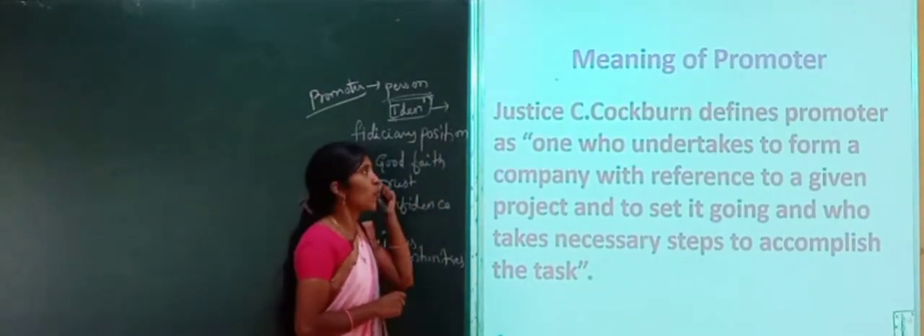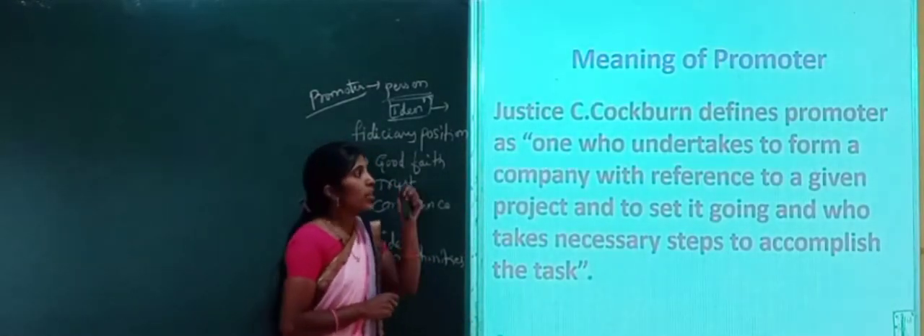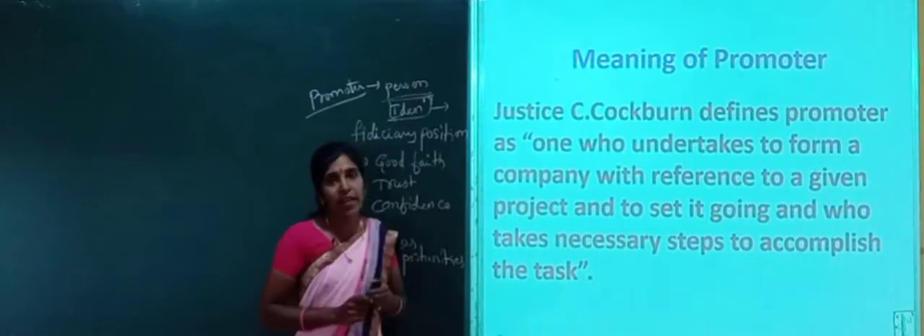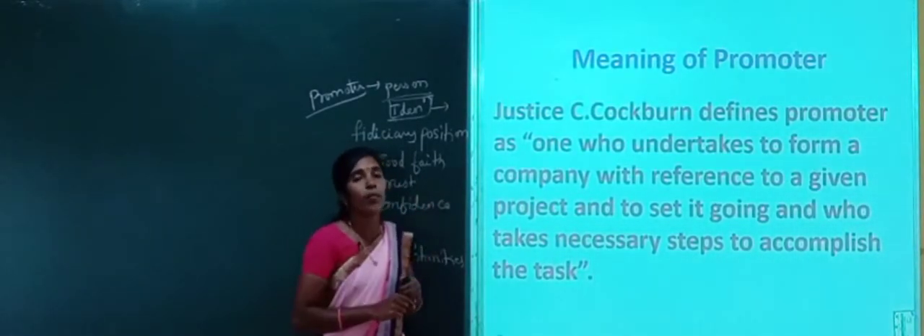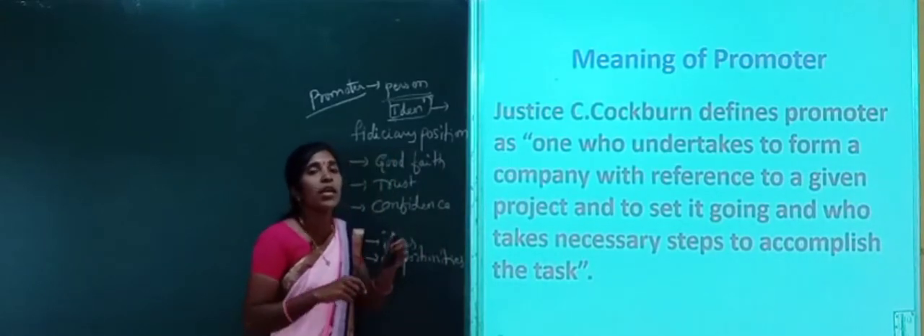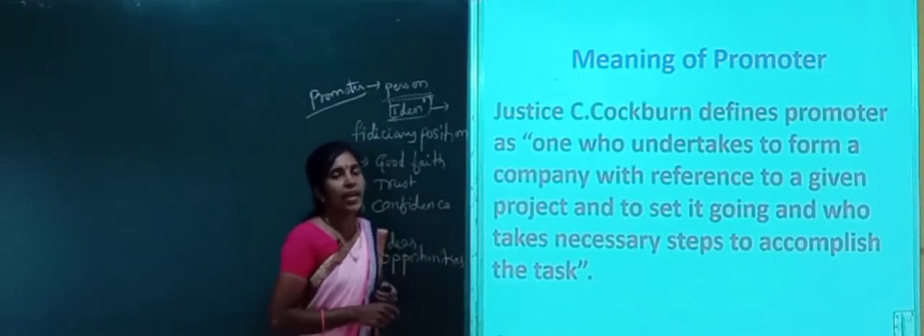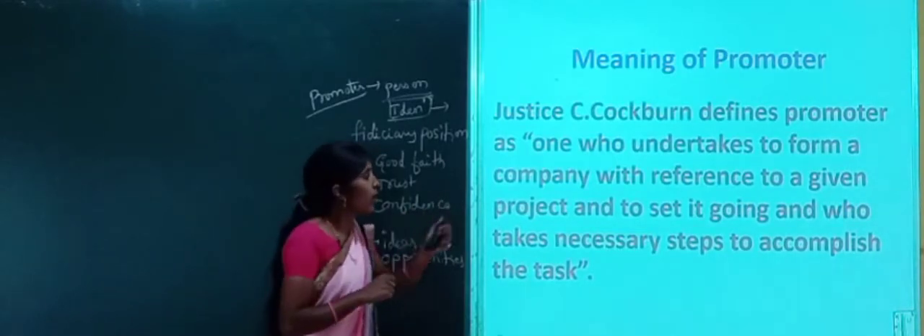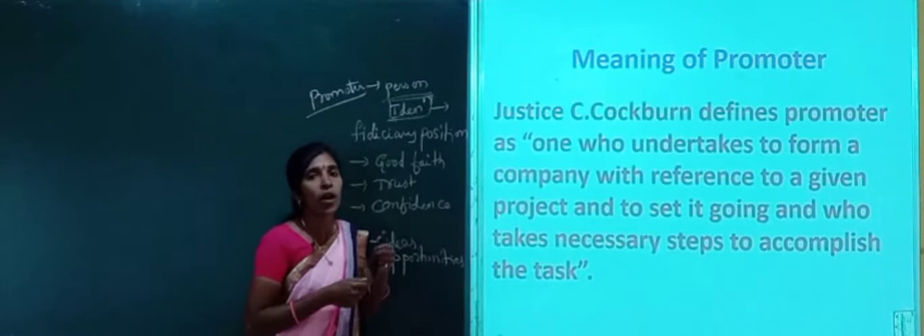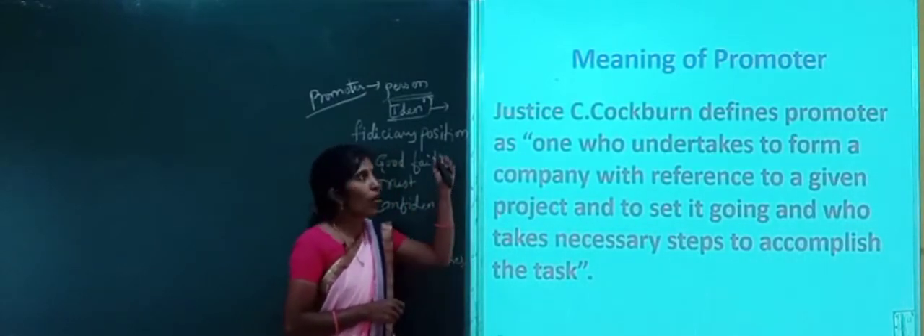Cockburn, he defines a promoter as one who undertakes to form a company with reference to a given project. He undertakes to form a company. To form a company, he has to make a lot of efforts like identification of opportunities available, getting the ideas, and that idea should come into existence in the form of a company, and take the necessary steps to accomplish that idea or task. So that is the definition of the promoter.